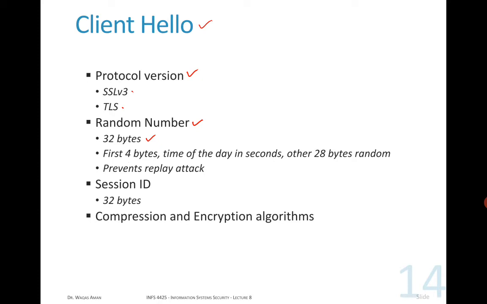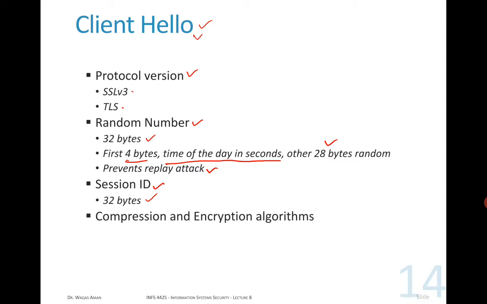Fine. The first 4 bytes of these 32 bytes are the time of day in seconds. And the rest is just a random number, and it is used for preventing replay attacks. We also established that. It also contains the session ID that will be used on the client side to keep track of its session resumption, session termination, everything. It is also 32 bytes.